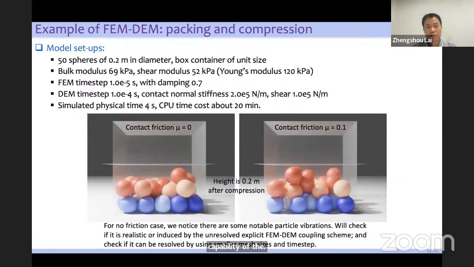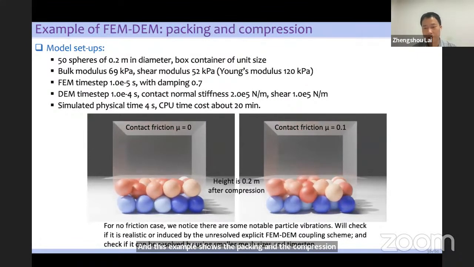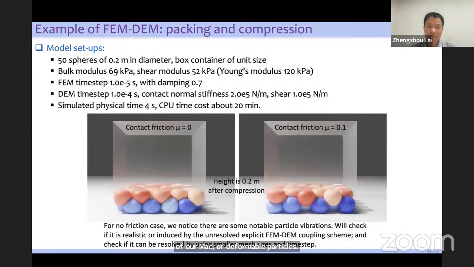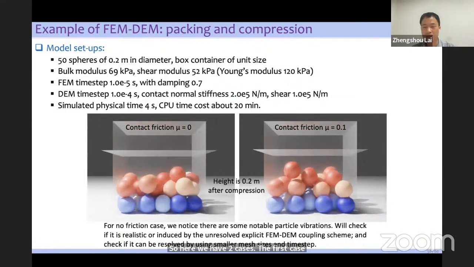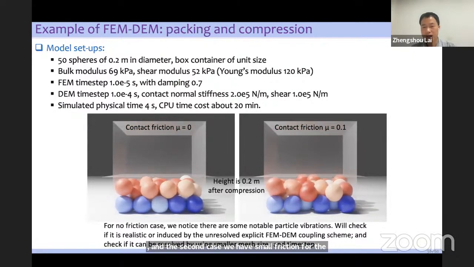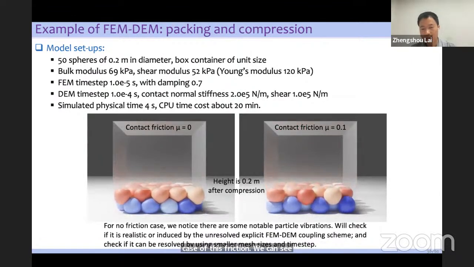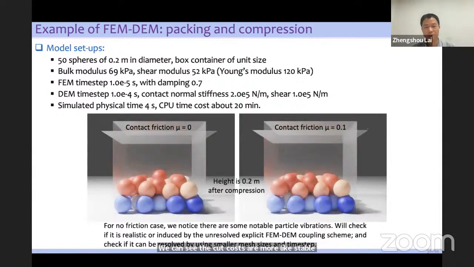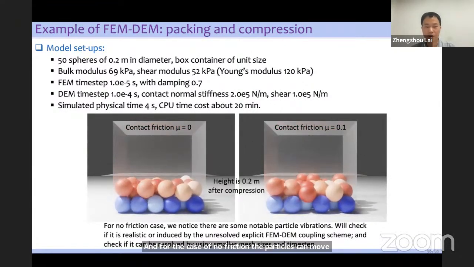And this example shows the packing and the compression of multiple deformable particles. So here we have two cases. The first case is with no friction, and the second case we have a small friction. For the case with friction, we can see the particles are more stable, and for the case of no friction, the particles can move more freely, and the vibration will be more notable.